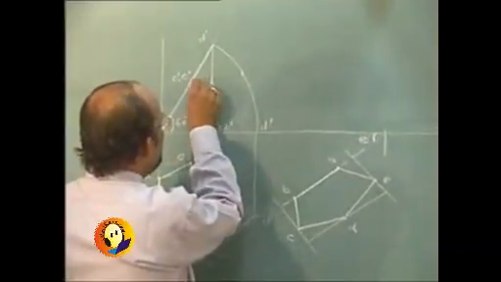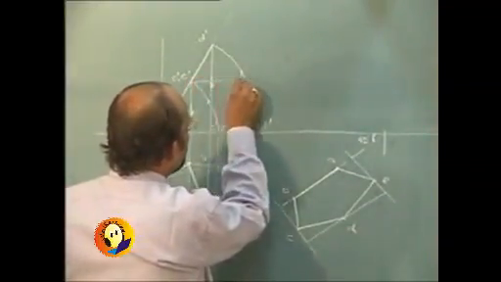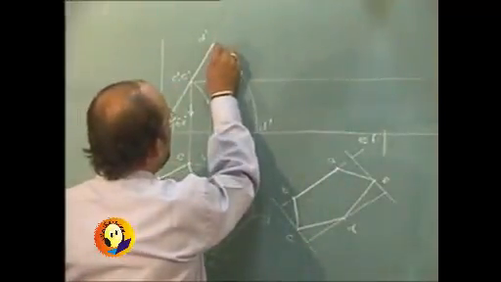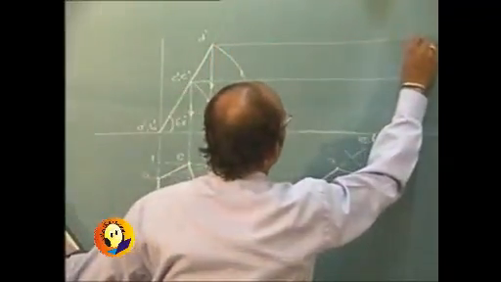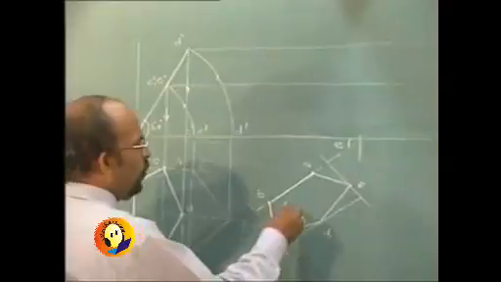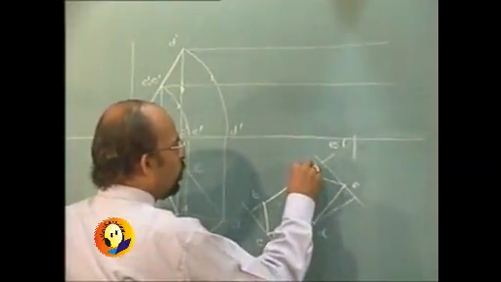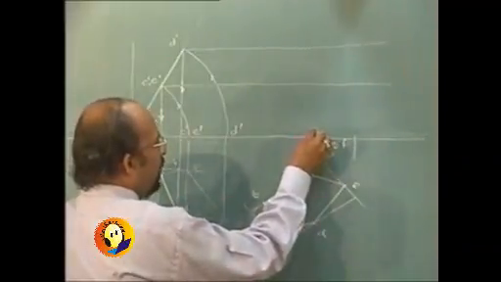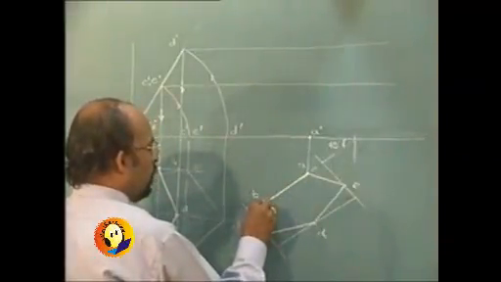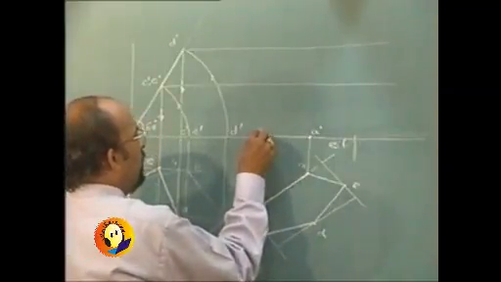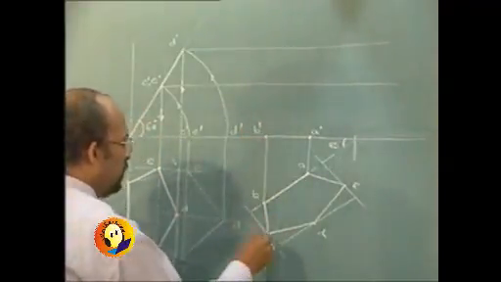So points C and E, they will move parallel to XY. Point D will also move parallel to XY. So rotation in one view is movement parallel to XY in other, and to fix the points we should be drawing projectors. This is projector through A. Up to path of A, it will be point A dash. Projector through B, up to path of B, B dash.